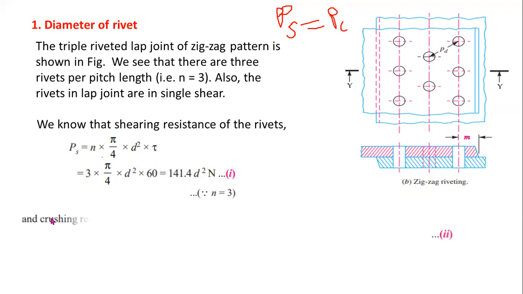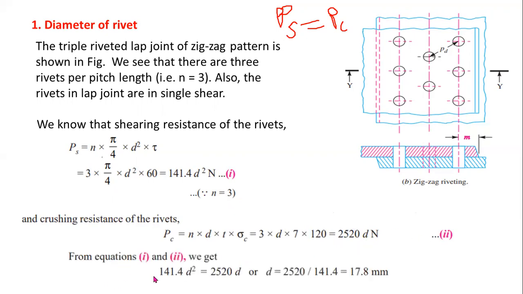Now you have to calculate PC, the crushing strength, N into D into T into sigma C. N equals 3, D you have to find out, T is the thickness 7 mm and sigma C equals 120 megapascal. 2520 into D is the value of PC. From equations 1 and 2, you have to find out the diameter D. D equals 17.8 mm.